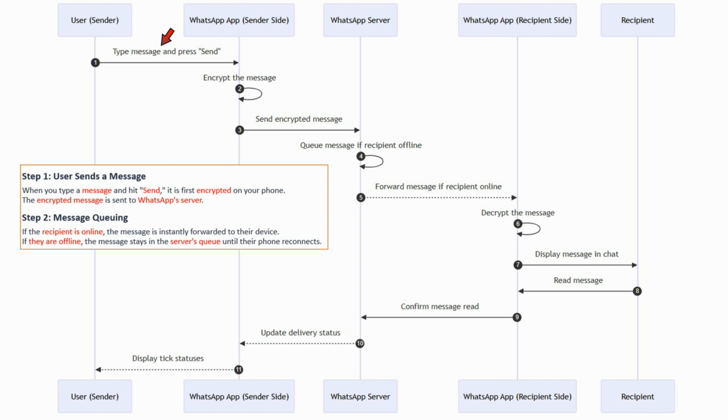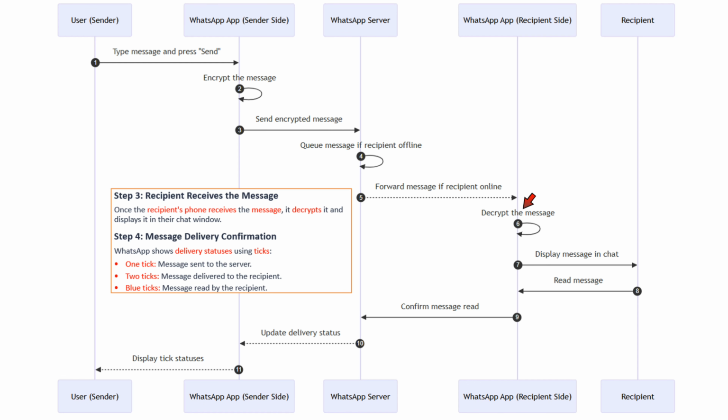When you type a message and hit send, the message is first encrypted on your phone. The encrypted message is sent to the WhatsApp server. If the recipient is online, the message is instantly forwarded to their device. If the recipient is offline, the message stays in the server queue until their phone reconnects. Once the recipient phone receives the message, it decrypts the message and displays it in their chat window.